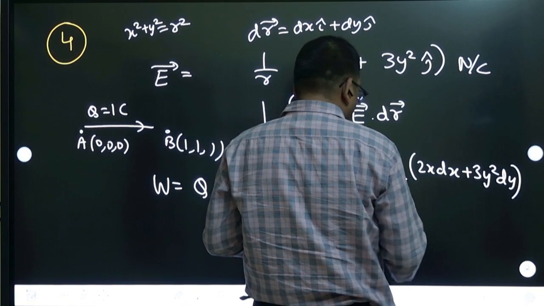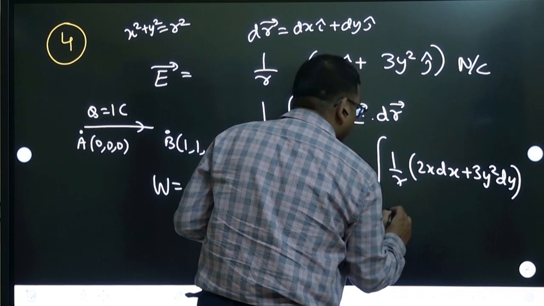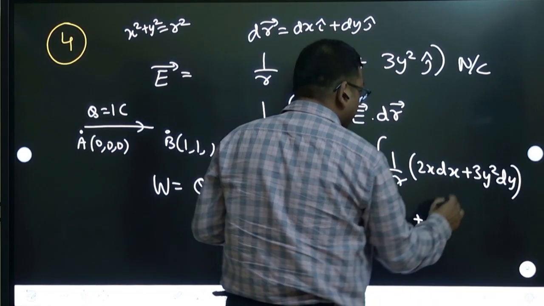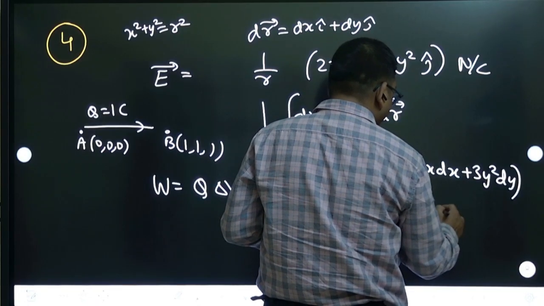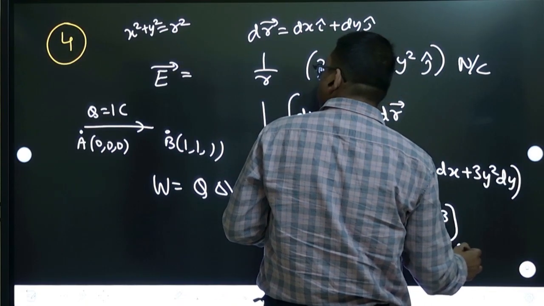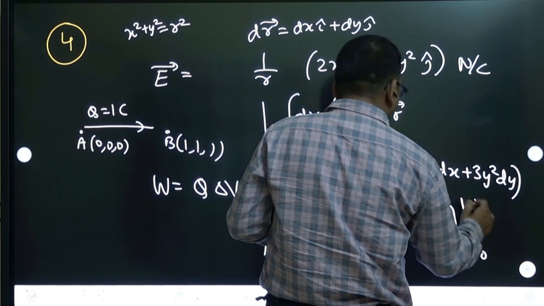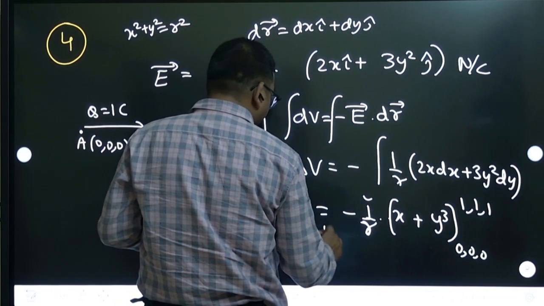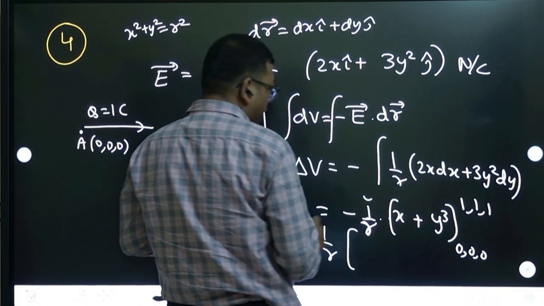So 2 will come, the integration of x gives x square by 2, the 2 gets cancelled, so this will be x. Plus here 3 y square, the integration is y cube by 3, the 3 cancels, it becomes y cube. And then you are going from 0 0 0 to 1 1 1. So substitute the values. 1 by r you keep outside because it is some distance here, and substitute these values.